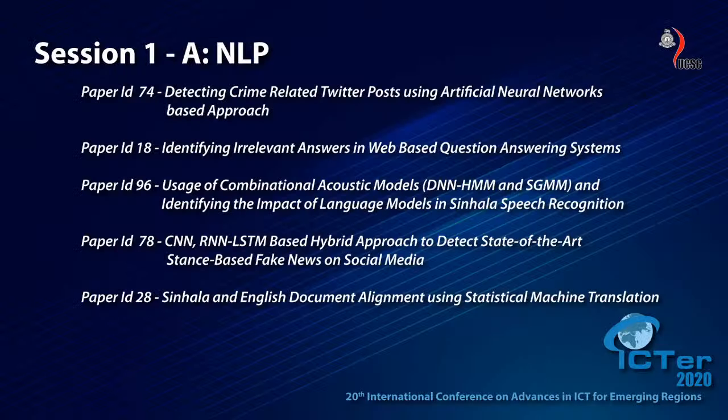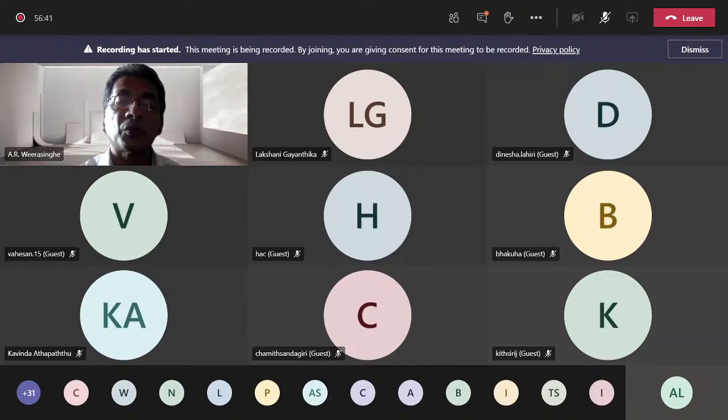So that brings us to our third paper, ID 96: Combinational acoustic models and identifying the impact models in Sinhala speech recognition. To make that presentation, we have Buddhi Gamage, who is an undergraduate at the University of Colombo School of Computing doing computer science. His research interests include machine learning, deep learning, language processing, mainly focusing on speech recognition for low-resource languages. So I will ask his talk to be played, and then we will have a Q&A session with him.